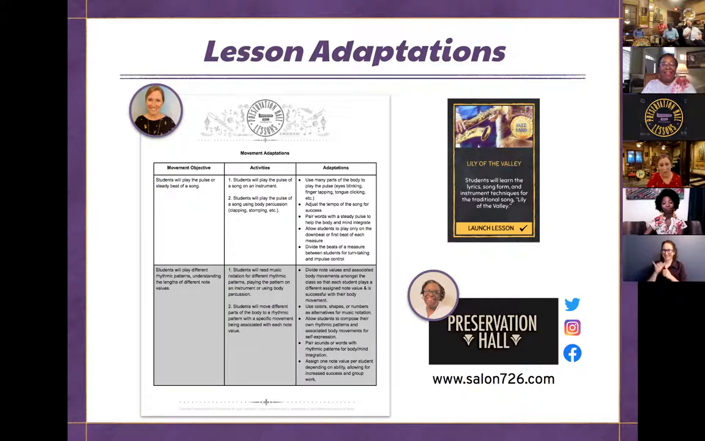Yes, we worked to create some lesson adaptations for you all to use and access on the Preservation Hall website. They can be found in the K-8 lessons, as well as in the song-specific lessons. For example, you see here Lily of the Valley, so you can find them in those lessons. And then we also want to ask you to keep an eye out for lesson adaptations by Dr. Felicia Lively that will be found on the Preservation blog and social media platforms. Wow, thank you.